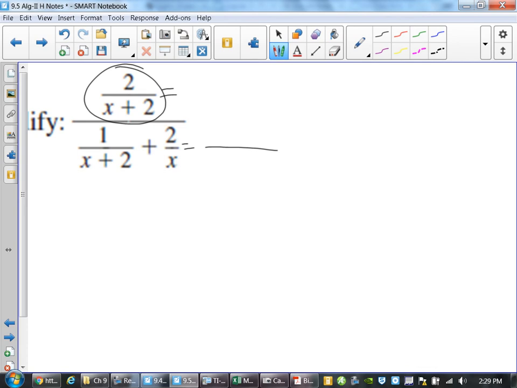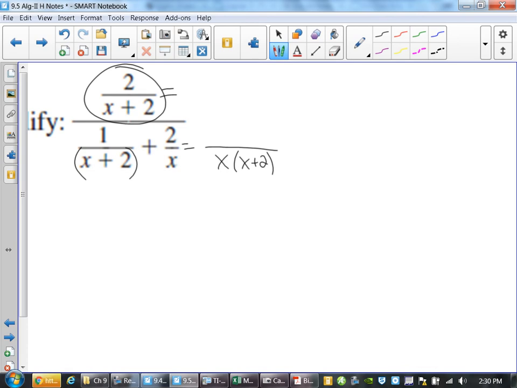So in the denominator's denominator, what's going to be the common denominator between an x plus 2 and an x? Think of these as terms, guys. So the common denominator there would be x times x plus 2. Don't multiply it out. You don't need to. It's a denominator. Don't ever worry about multiplying those out.